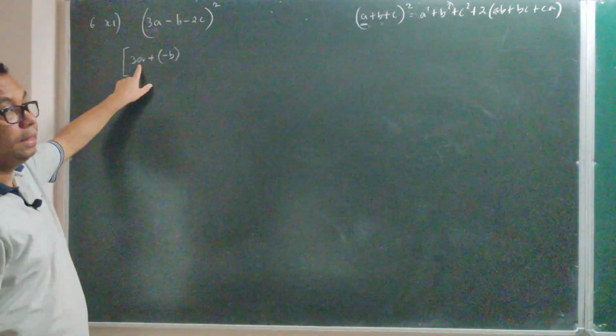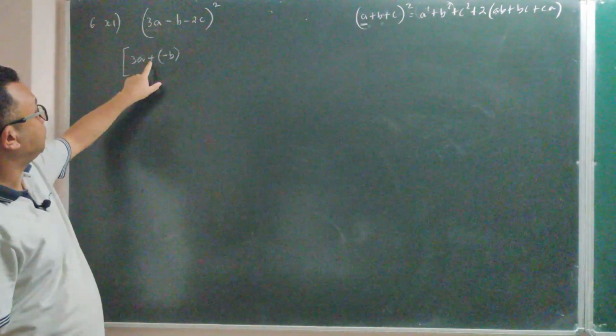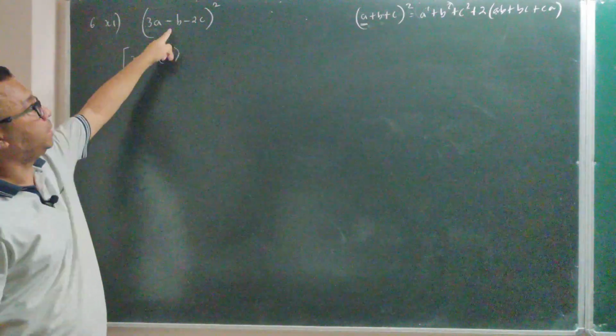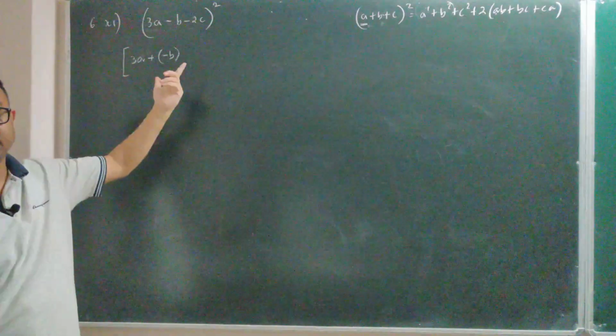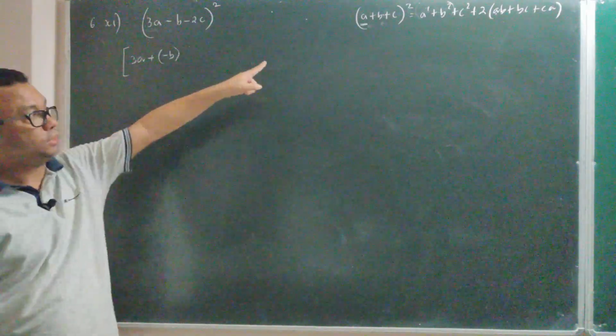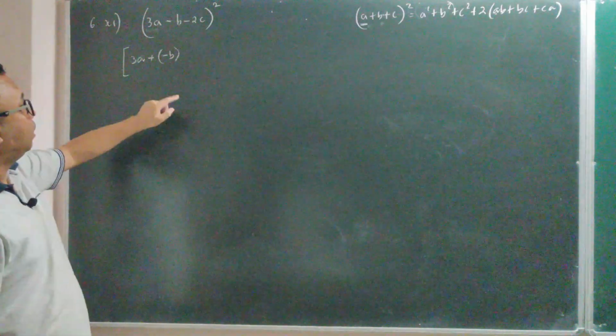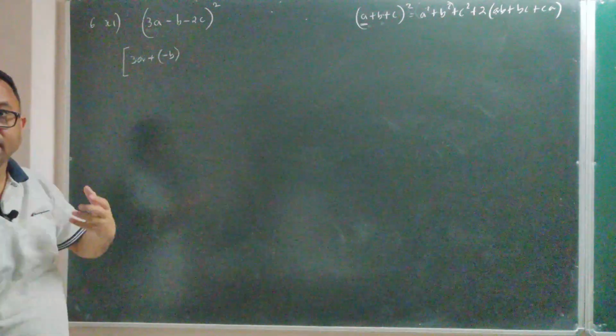So A, don't forget, plus into minus. If I later on remove the bracket, plus into minus is minus only. So it is the same. But why did I put a plus? To adjust it into the formula. Now this is our A. What is our A? Our A is 3A.